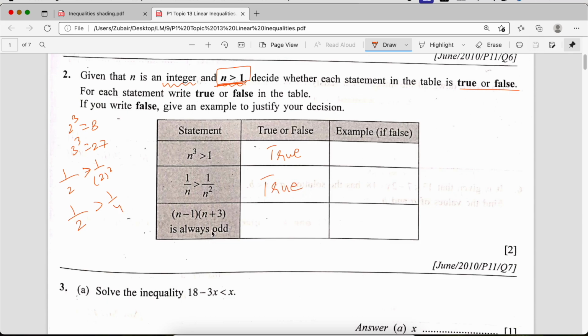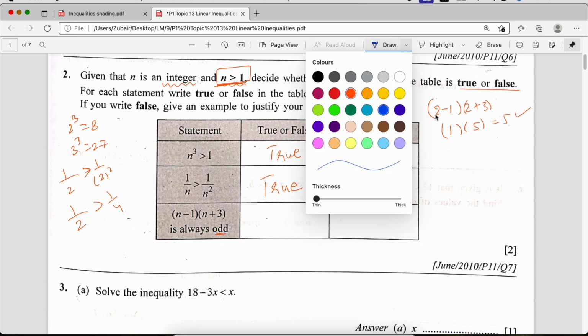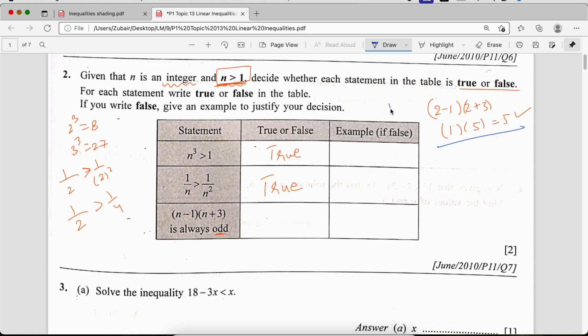Checking the third one, it says it is always odd. So I'm trying with 2 first, 2 minus 1 into 2 plus 3. That is 1 into 5 is 5. He said it's odd. Yes, that is odd. I'm making another attempt. I selected n equals 2. Now I'm using n equals 3.